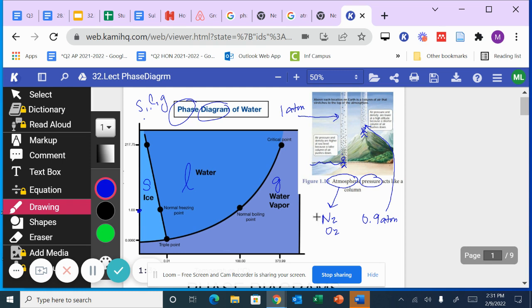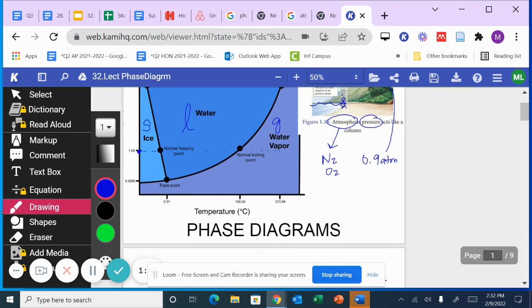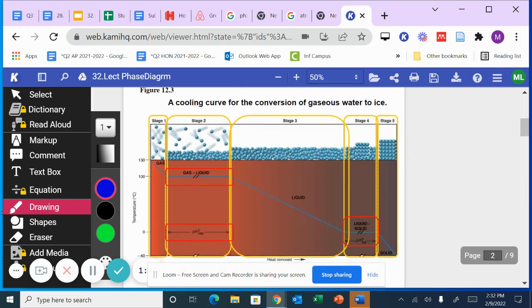Let's go ahead and heat up the water, and it goes from solid, and you warm it up some more, it turns into liquid, and you warm it up some more, and it turns into gas. Okay, so this is an example of a phase diagram, and this is for water. You can have a phase diagram for any substance. Okay, first let's talk about some concepts here.